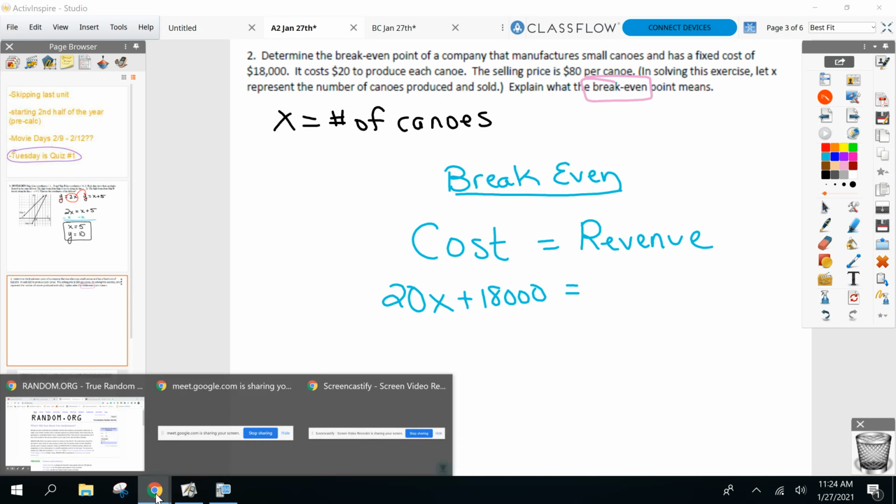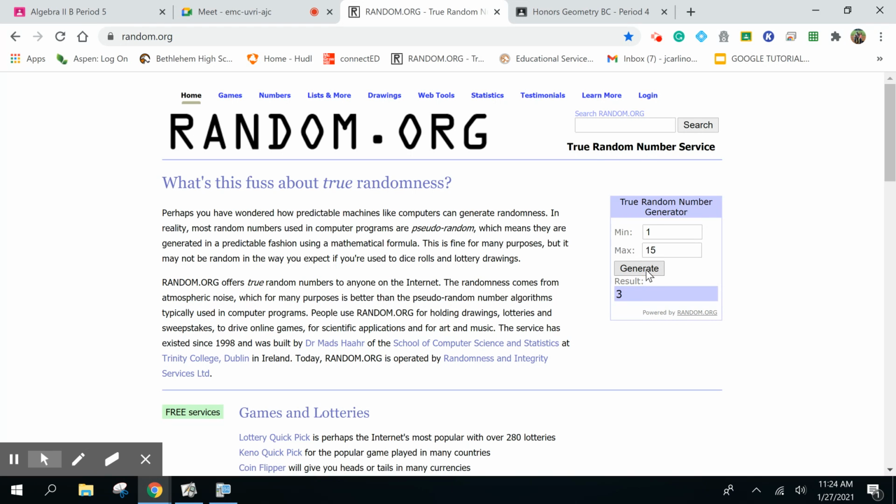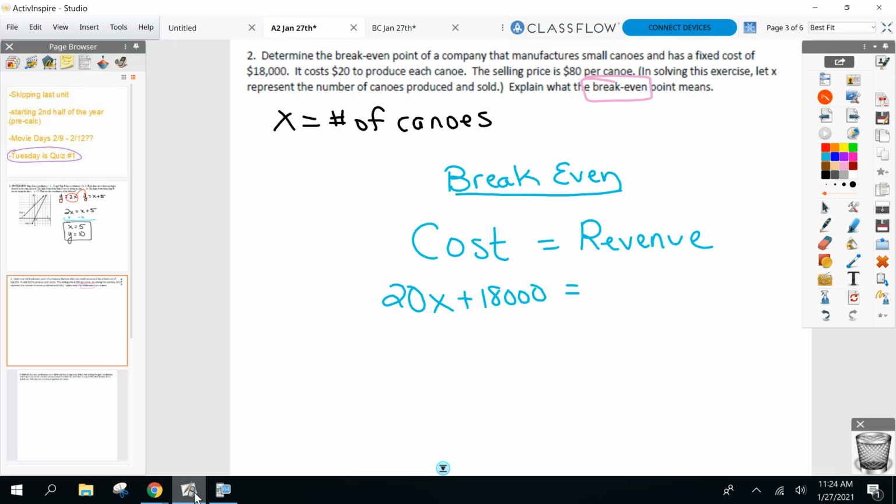All right, talk to me about revenue. How much am I bringing in a canoe? $80. Yes, $80. So I'm going to go equals 80x. And there you go, guys. All right, 20x plus 18,000 equals 80x. That's my break-even equation. So everyone go ahead and solve and figure out how many canoes it's going to be.